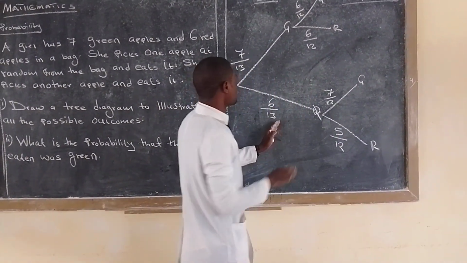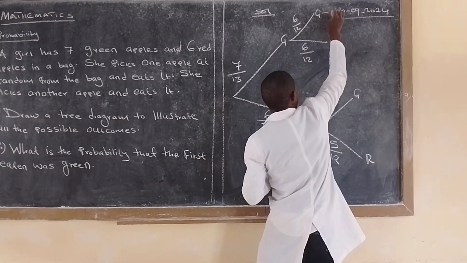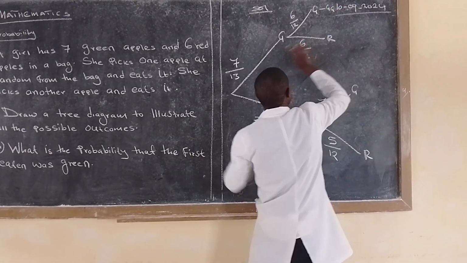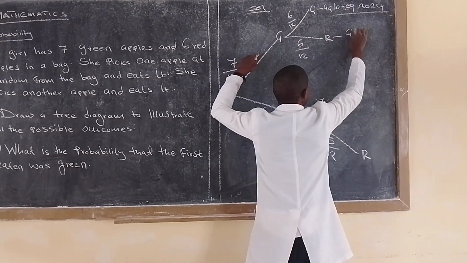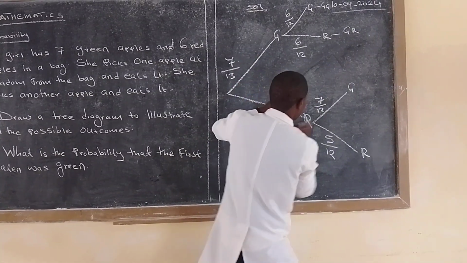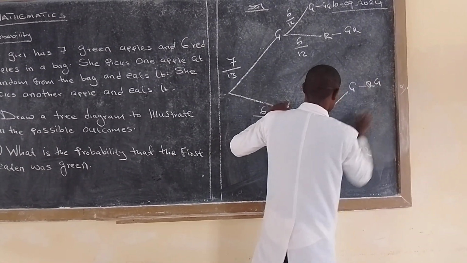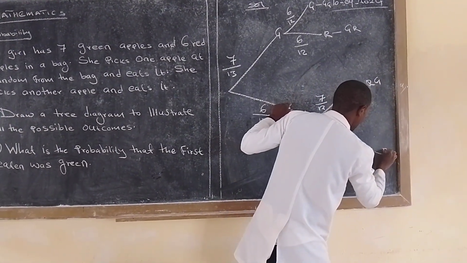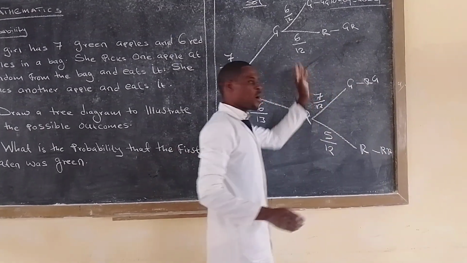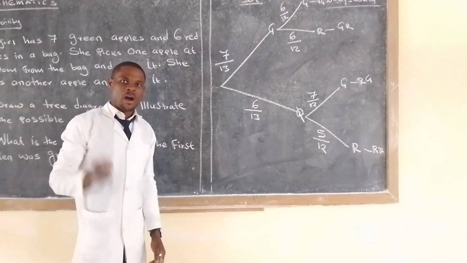And the possible outcomes, now we are going to find that the first branch there we get green, green. Then the second will be green, red. Then this one we are going to have red, green. Then the last one will be red, red. This now we have shown all the possible outcomes.